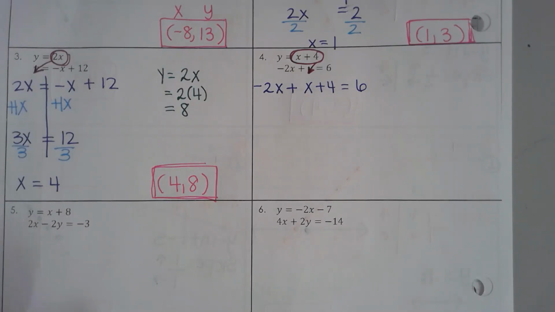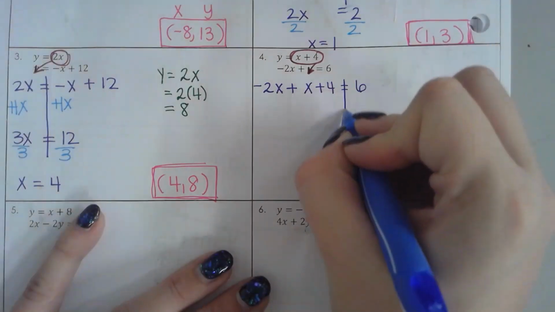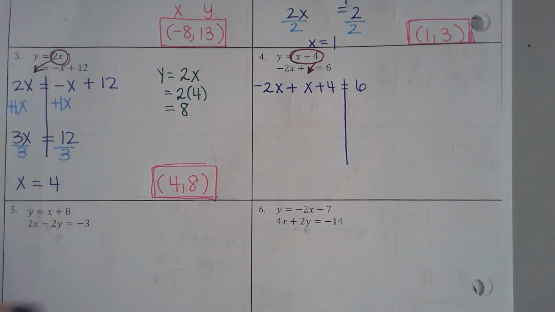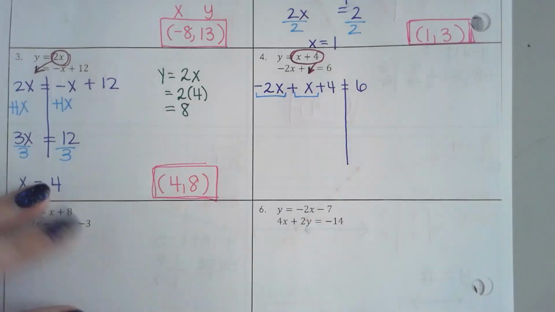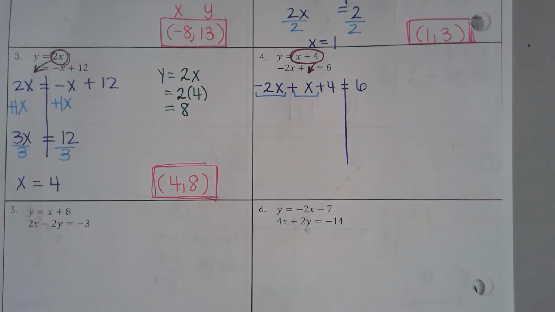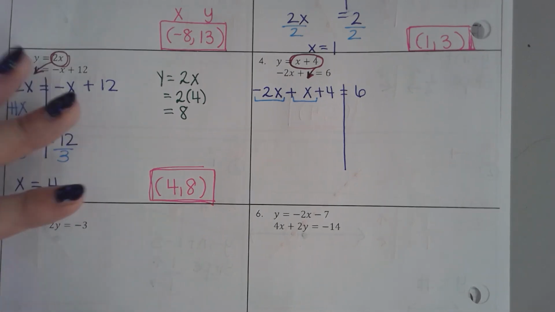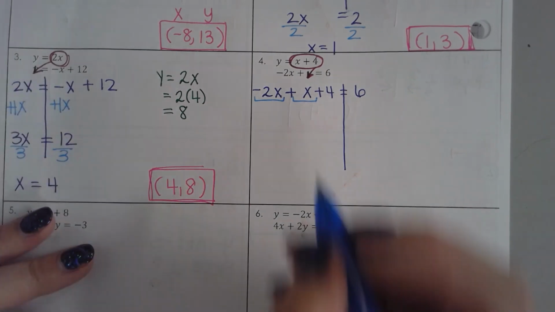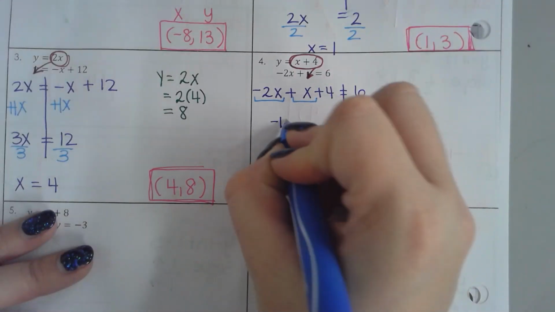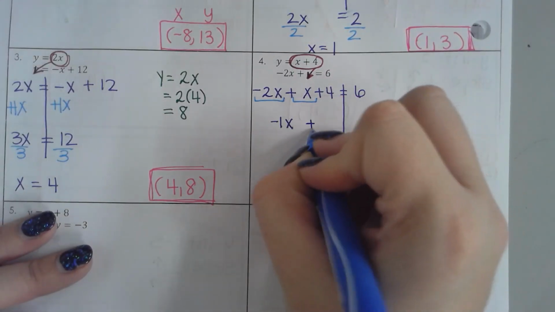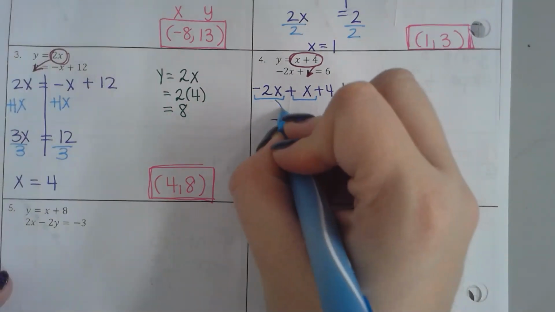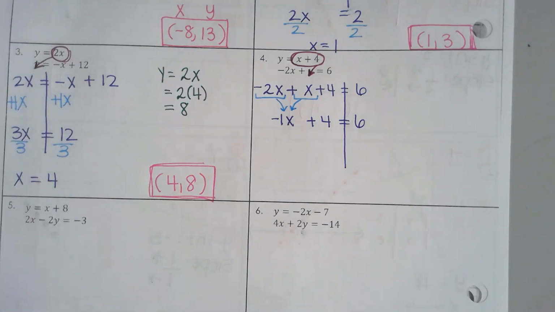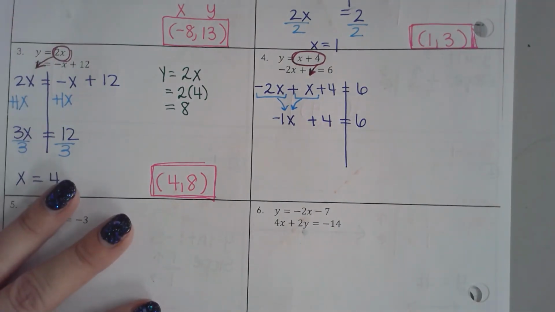Now you can just combine them. Negative 1. Yep, so we have a negative 2x and an x. Those are our like terms that we have to combine. Negative 2x plus x is what? Negative 1x. And then we need to subtract that 4. Plus 4 equals 6. And then I'm not there yet. Just hold on.